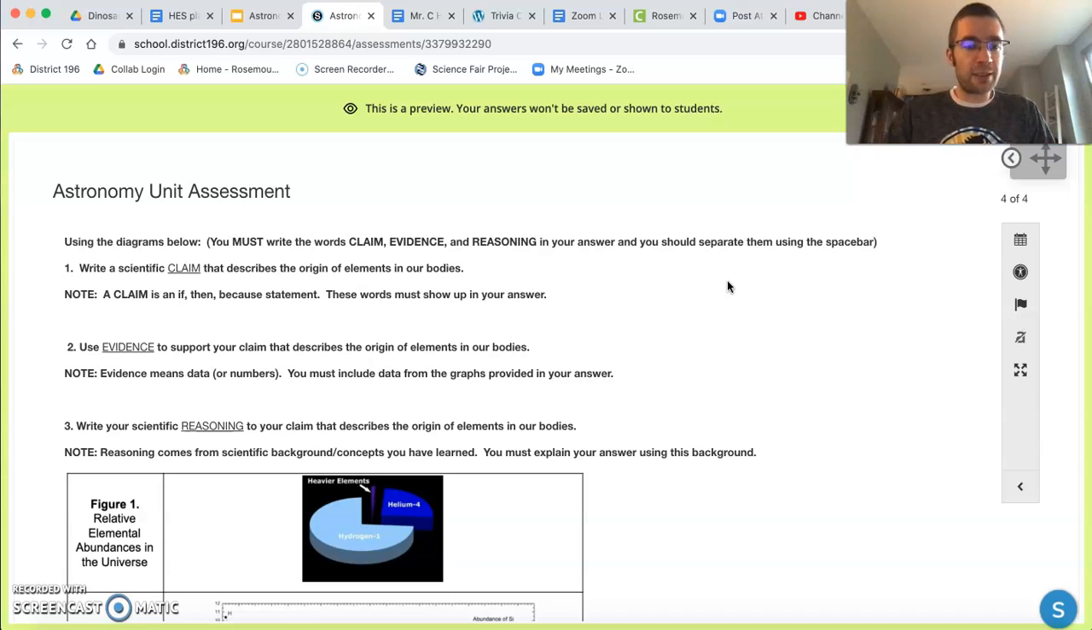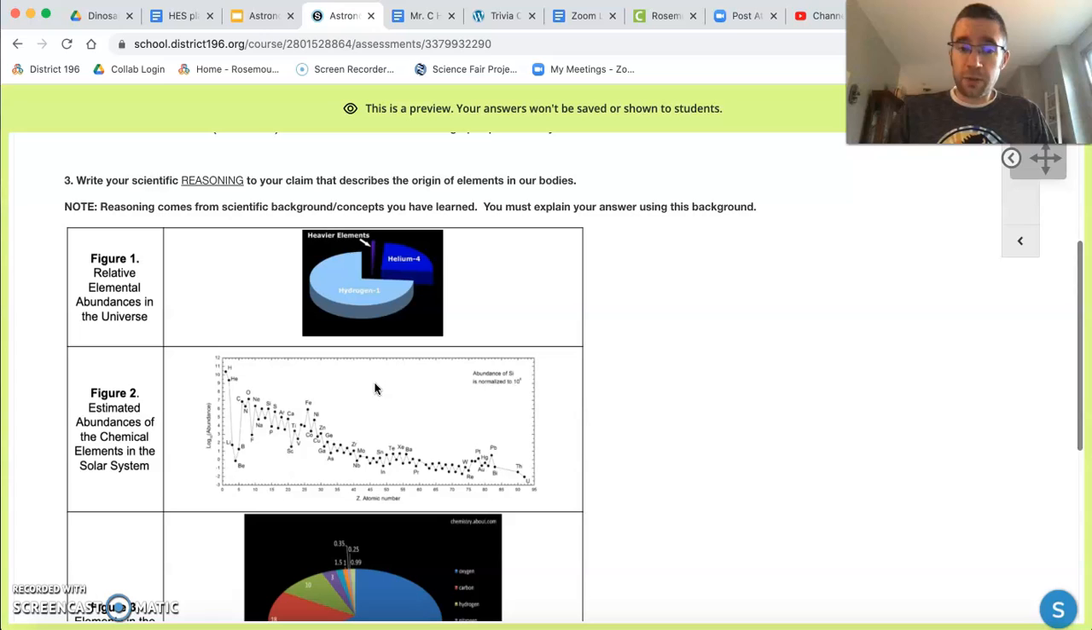It says use evidence to support your claim that describes the origin of elements in our bodies. It says note, evidence means that data or numbers are included in your answer. So where's the data? Where are the numbers? It's in each of these different figures. It says figure number 1, relative elemental abundance in the universe. So it's just telling you the amount of different things in our universe. Now for this one there aren't necessarily any numbers, but you should be able to, based on this pie graph, estimate percentages of different things.